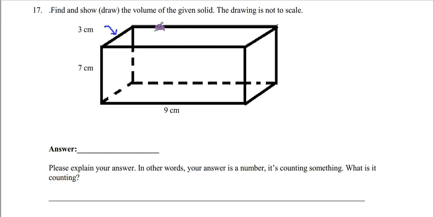So we're going to find, show, draw the volume. It's the showing and the drawing that I'm going to do right now. I've really grown partial to this drawing. This side is 3 centimeters. This side is 7 centimeters. Like right there, and that there. 1, 2, 3, 4, 5, 6, 7 centimeters. Great. What does that mean to us?